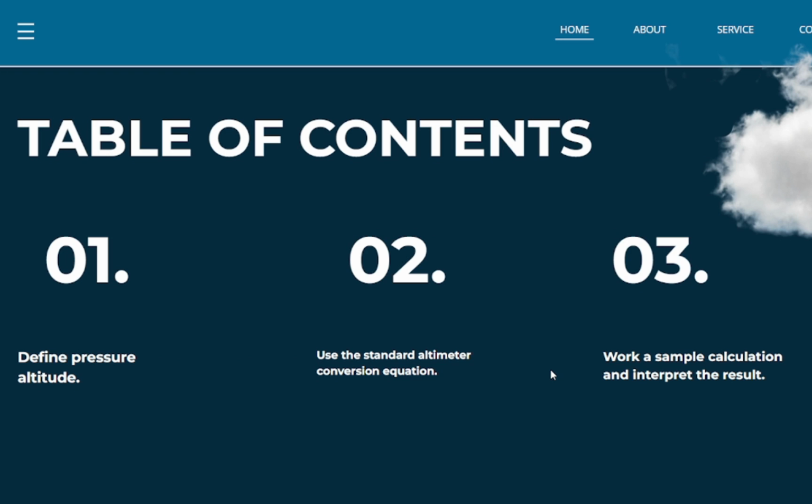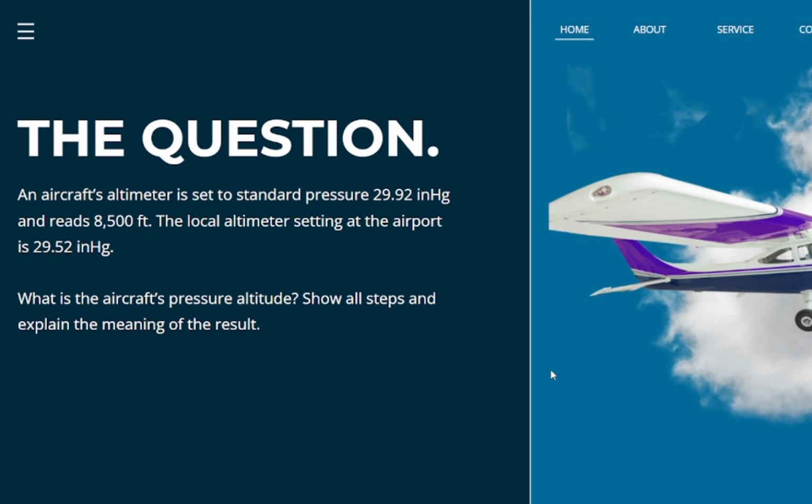Our table of contents is pretty simple. It's three things. The first one is define pressure altitude. Number two is use the standard altimeter conversion equation, which we're going to speak about later on. And number three is work a sample calculation and interpret the results. This is very simple. It can be complex if you don't pay attention, but I think you can all pay attention.